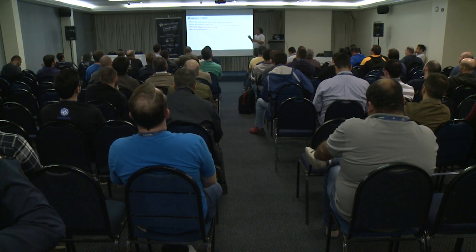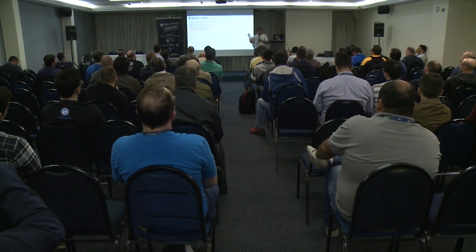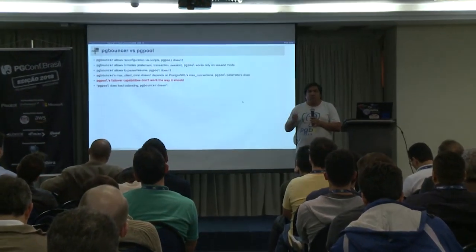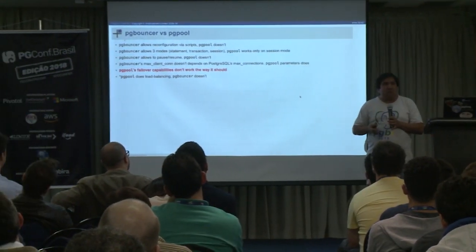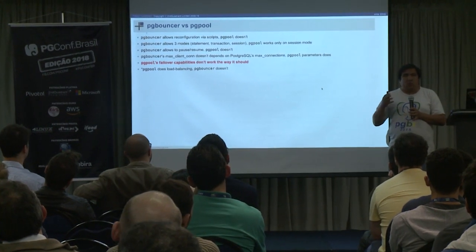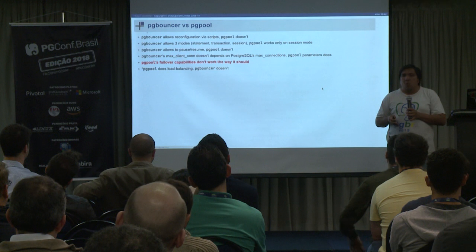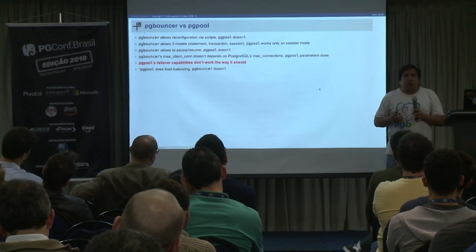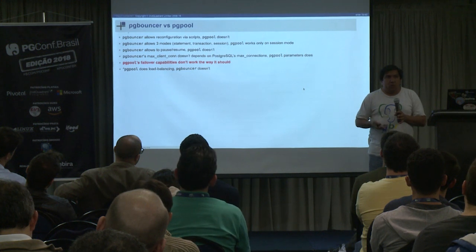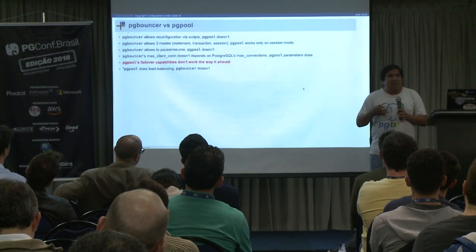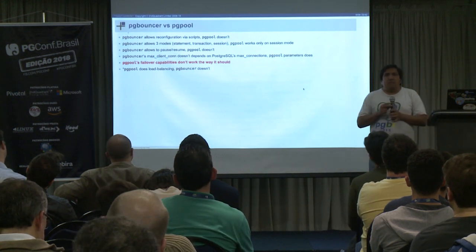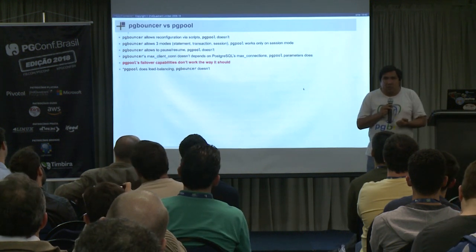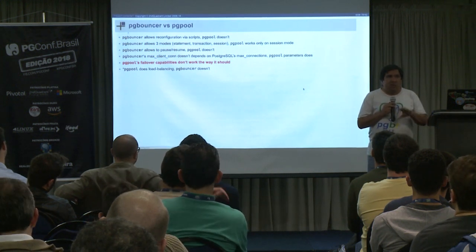Also, pgBouncer's max client count doesn't depend on max connections. And this is a very big difference with pgpool. pgpool's configuration for connections depends on max connections. If you do it wrong, you will have problems. What happens if you put in max client count a very big value? It only means customers will have to wait more. But wait, not getting errors. So pgBouncer actually is a connection concentrator. That's its job. And it does it very well. It's very quick on that.